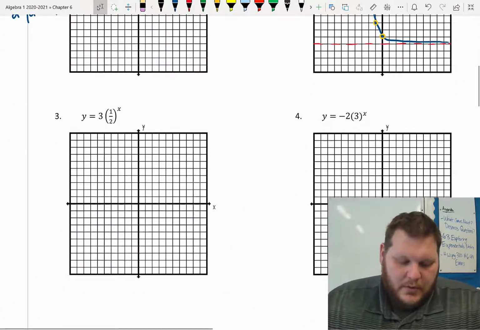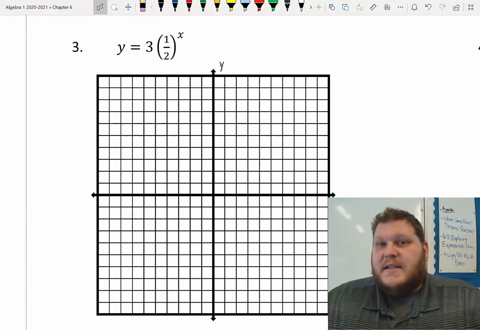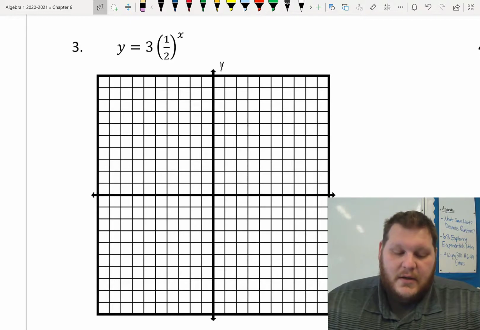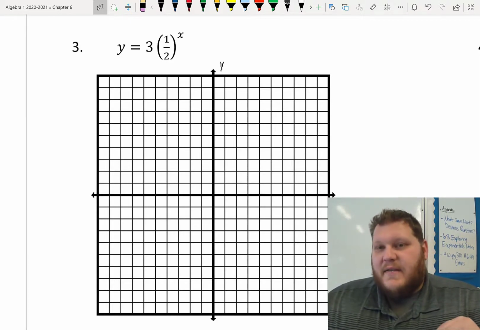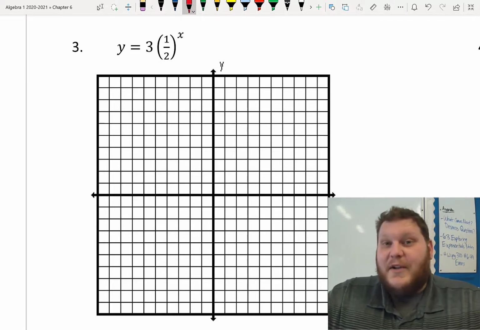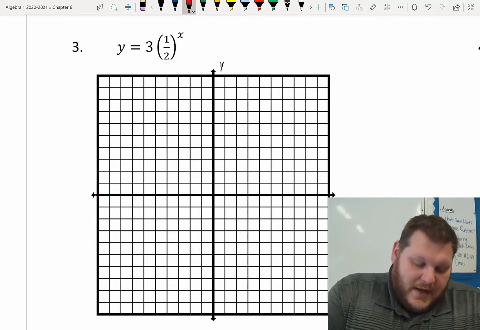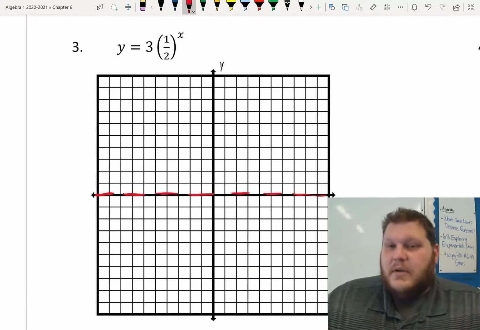All right, a couple more. So here with these ones, we're adding in a different layer. We're adding in a multiplier in front of my base, but we don't have a c value. So with these, if I don't see a c value, that means it happens at 0. So my asymptote is right there at the x-axis. It is the x-axis.